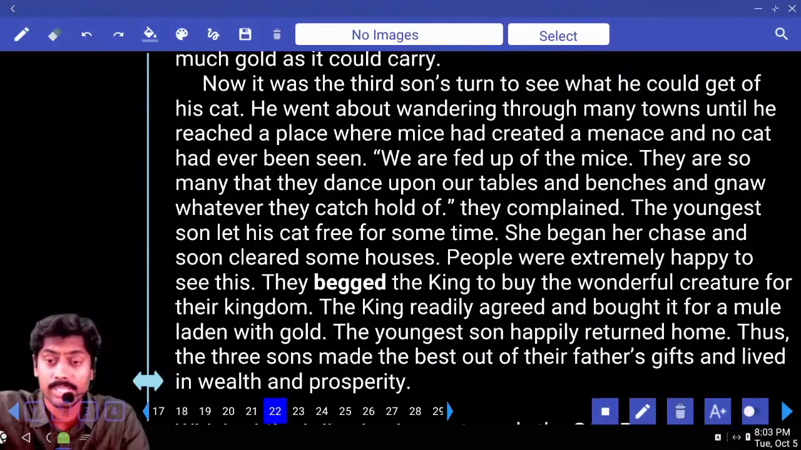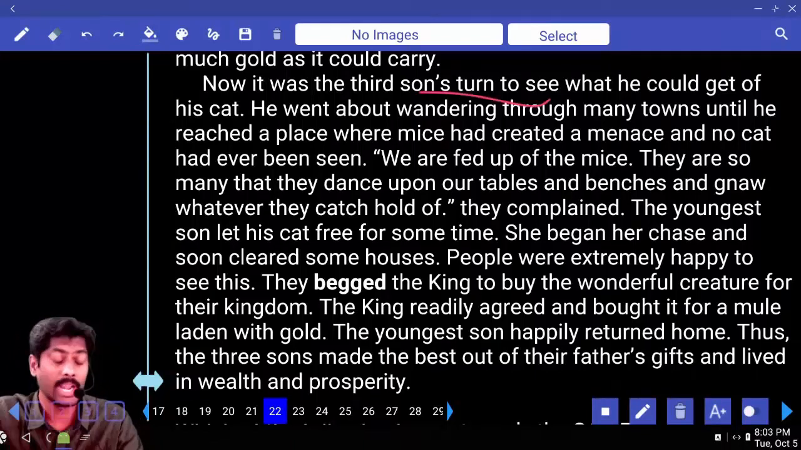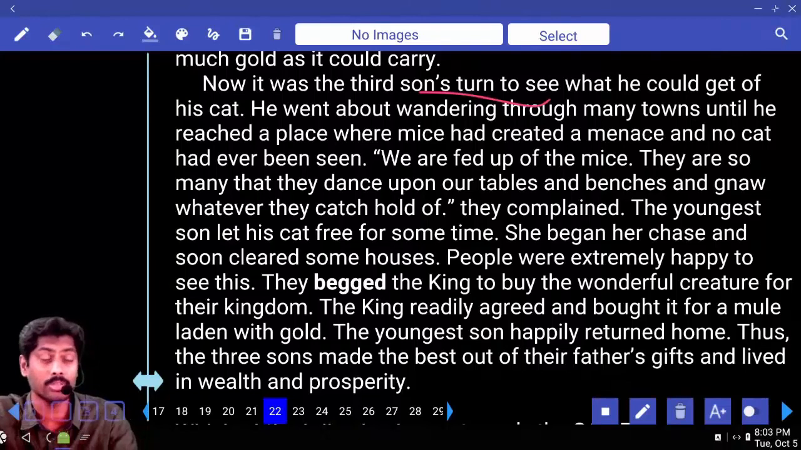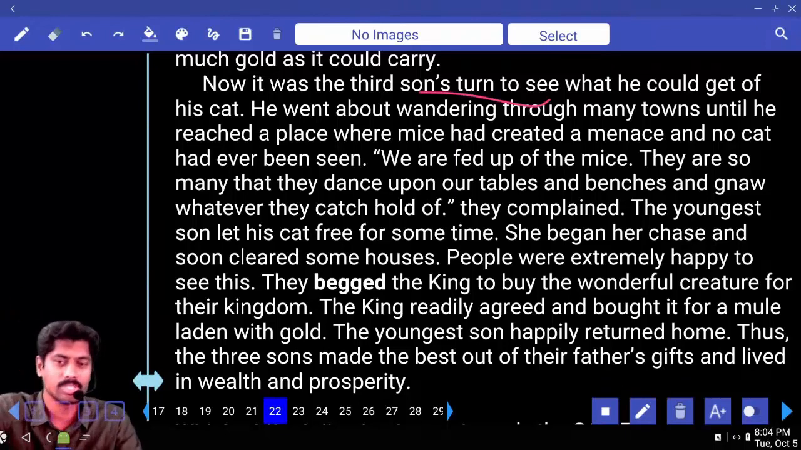Now it was the third son's turn. Eldest son, how much gold he brought? Donkey full of gold. And the second son? Now it was the time for third son where he could get his cat.